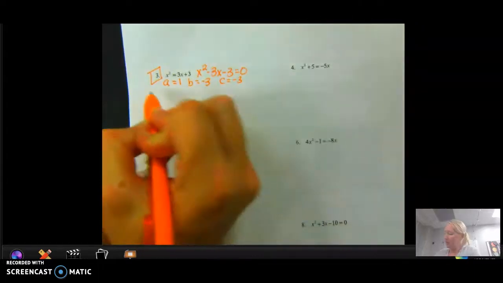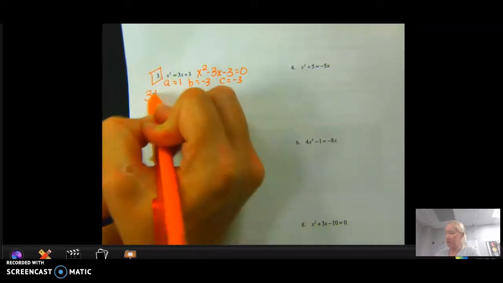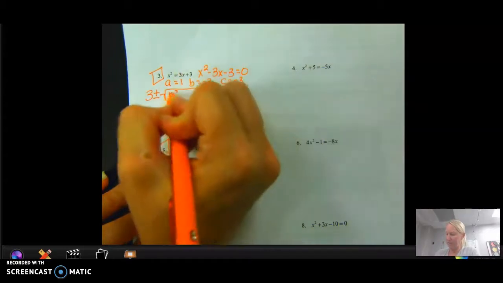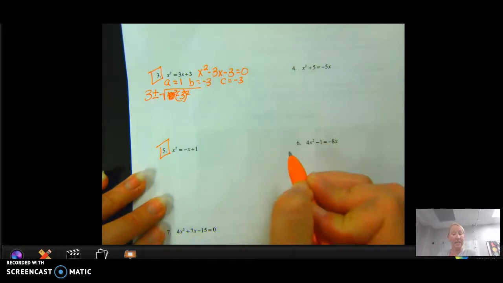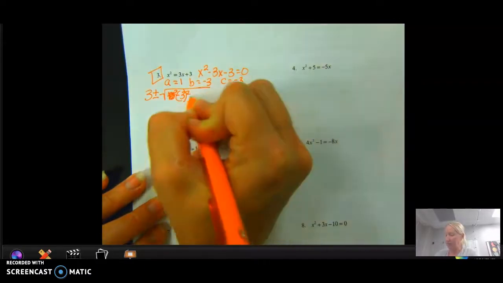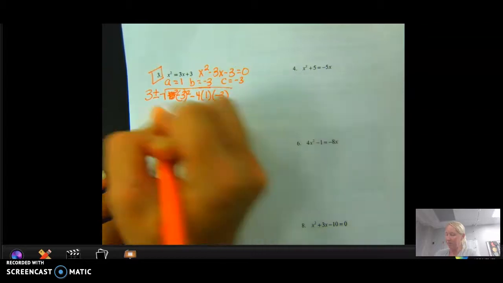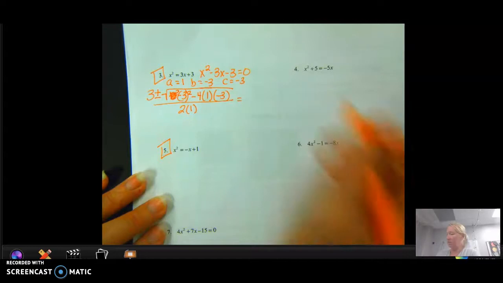Okay, so negative B would be a +3, because two negatives make a positive, plus or minus big square root symbol. B squared, which would be -3 squared. I'm going to put that in parentheses so I don't forget to square the negative sign. -4 times A times C, all over 2 times A. So now I start reducing that.